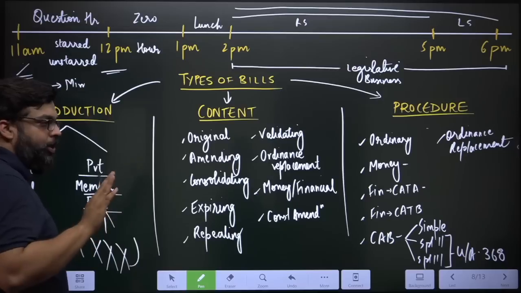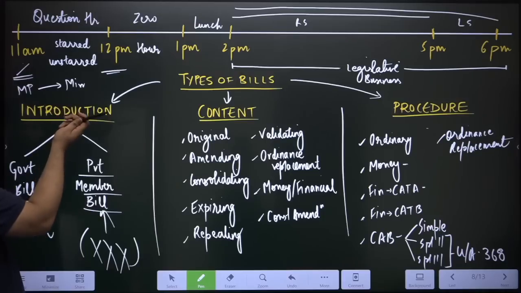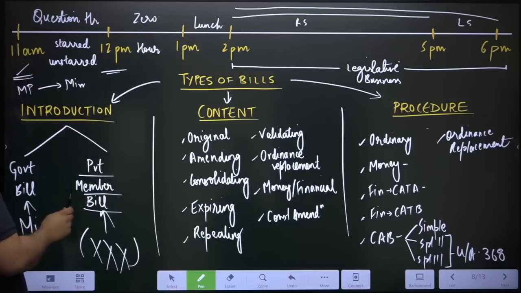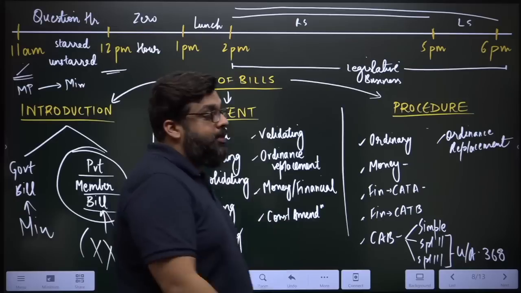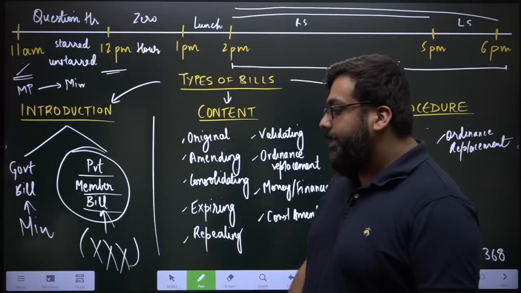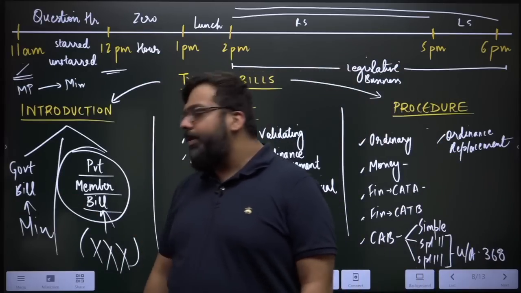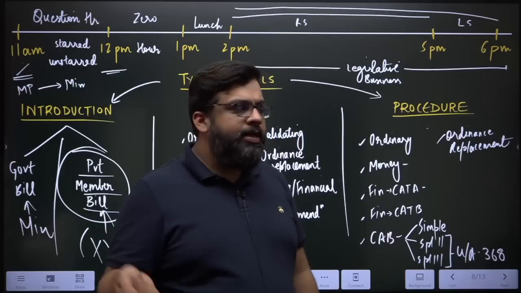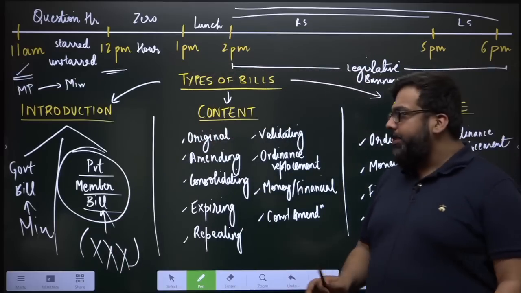There are absolutely no restrictions. If a private member is introducing a money bill, it requires a presidential recommendation, so you would eventually go through the government route anyway. But technically, a private member can introduce a money bill. A private member has introduced a money bill on several occasions in the past. So that's the basic difference. So what is so special about a government bill? Usually it gets priority to be tabled and discussed on the floor of the house. That's the only major thing.